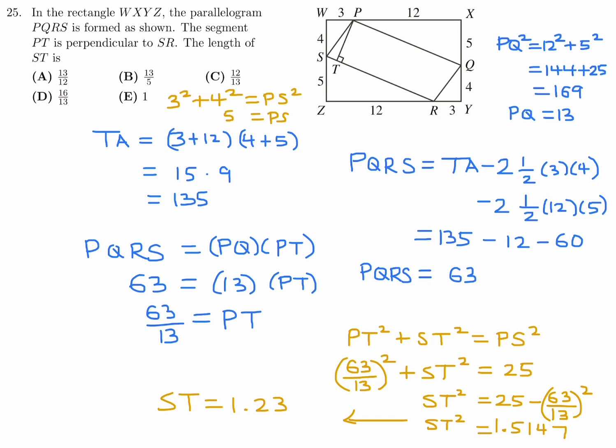And of all the answer choices, the one that matches 1.23 is choice D, 16 over 13. If you did this in terms of fractions, you would get exactly 16 over 13. It's up to you, whichever way you feel most comfortable. So number 20.